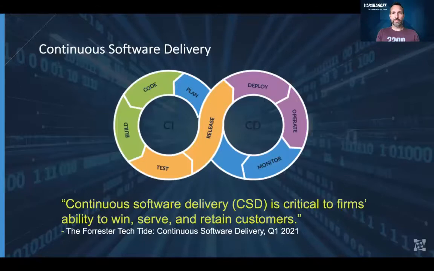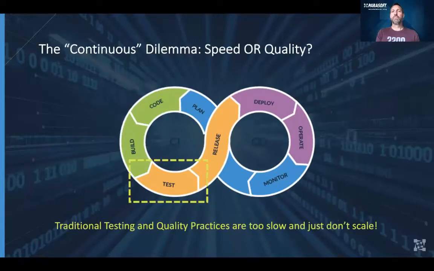But here's the dilemma. Most organizations are making a choice, speed or quality, but not both. Why? Because traditional testing and quality practices are just too slow and they do not scale.